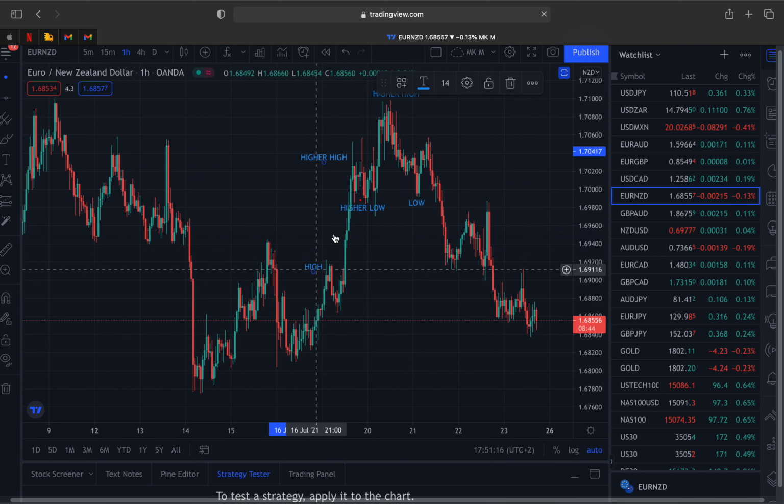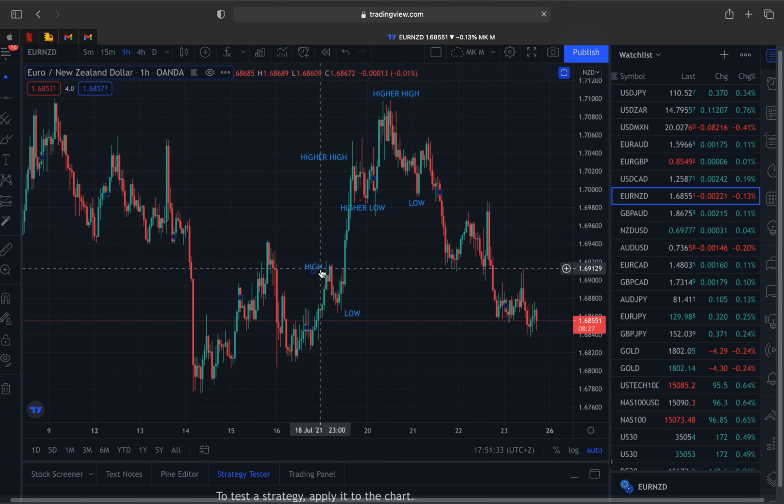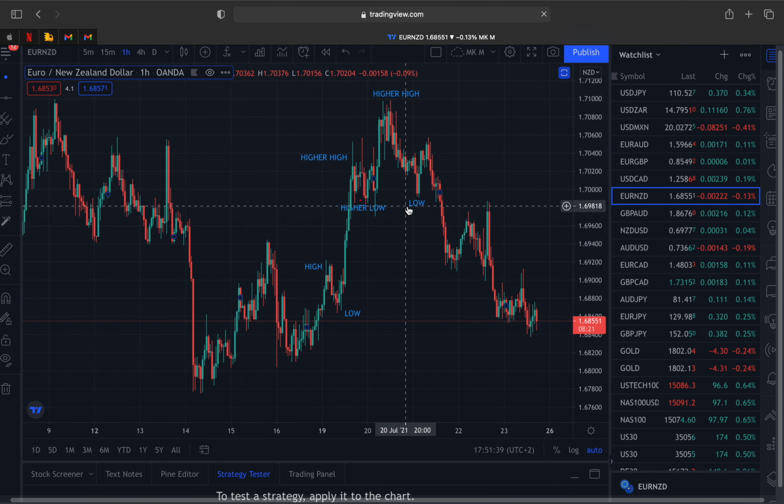Okay guys, so as you can see, you have your high, you have your higher high, you have your higher low, and this will also be your low. Let me just do this so that we understand one another. So this is your low, right? So you have your high, your low, your higher high, your higher low, your higher high, and you also have this low which is equal to the low of this higher high.